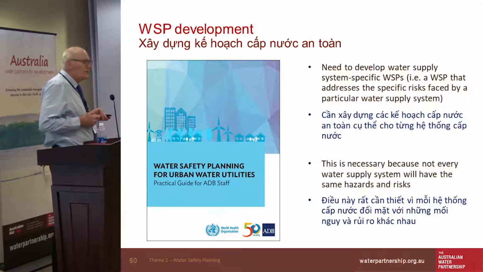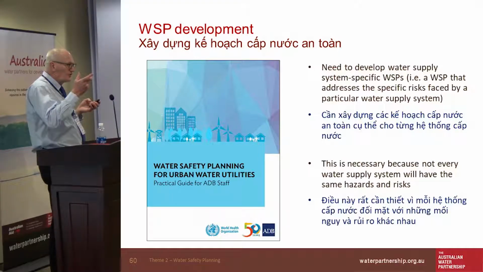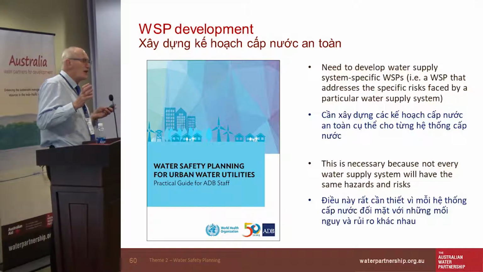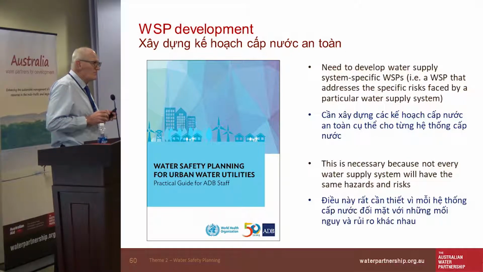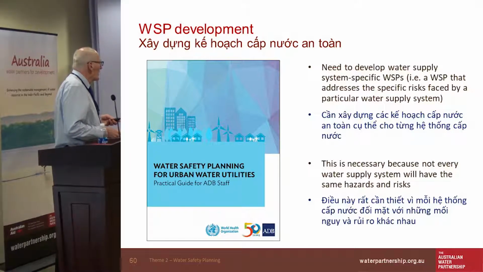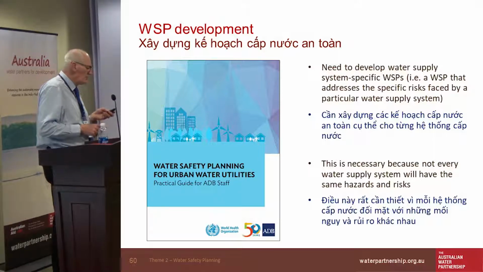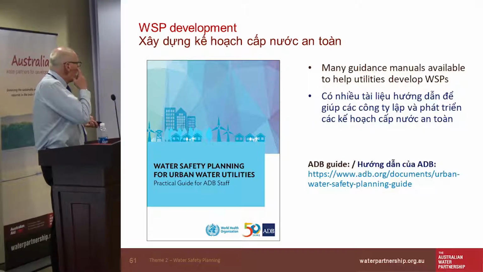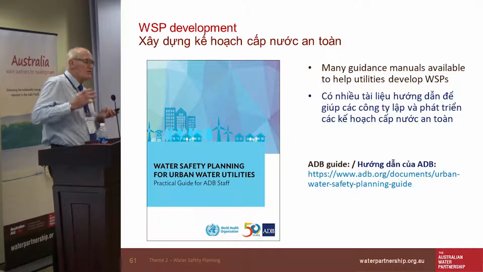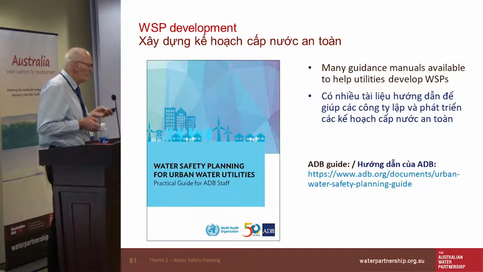The first thing you need to do is develop, for each of your water supply systems, a specific water safety plan. The reason that's important is because risks change from each of the different supply systems. So rather than having a generic one, you need to develop one for each of your supply systems. That way you can tailor the plan to the particular hazards and risks that you find in your source water. There are many guidance manuals around, but I've added a link to one that the Asian Development Bank has produced, which is a good place to start if you haven't quite developed your water safety plan to this point.